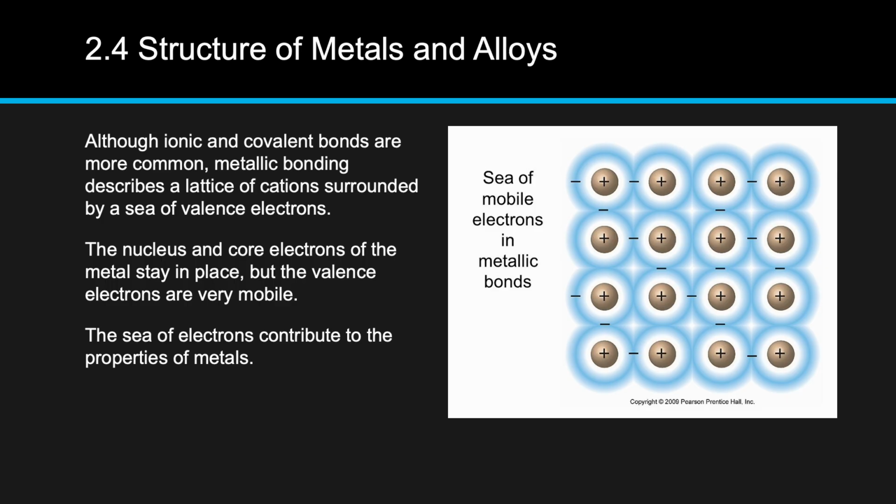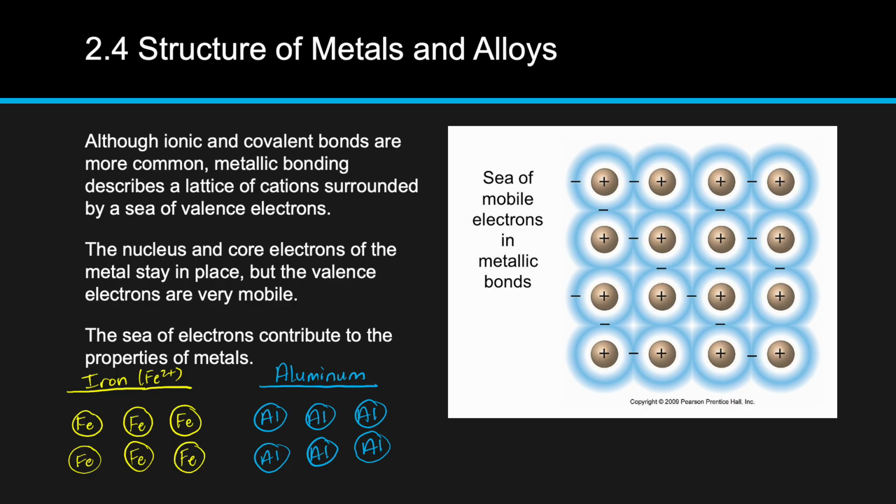Now, let's try to visualize in our heads what this is actually saying. So let's compare two metals. Let's compare the iron 2+ ion and the aluminum ion. Now, when we talk about a metallic bond, the actual bond is happening between the cation and the electrons that it got rid of to become the cation.